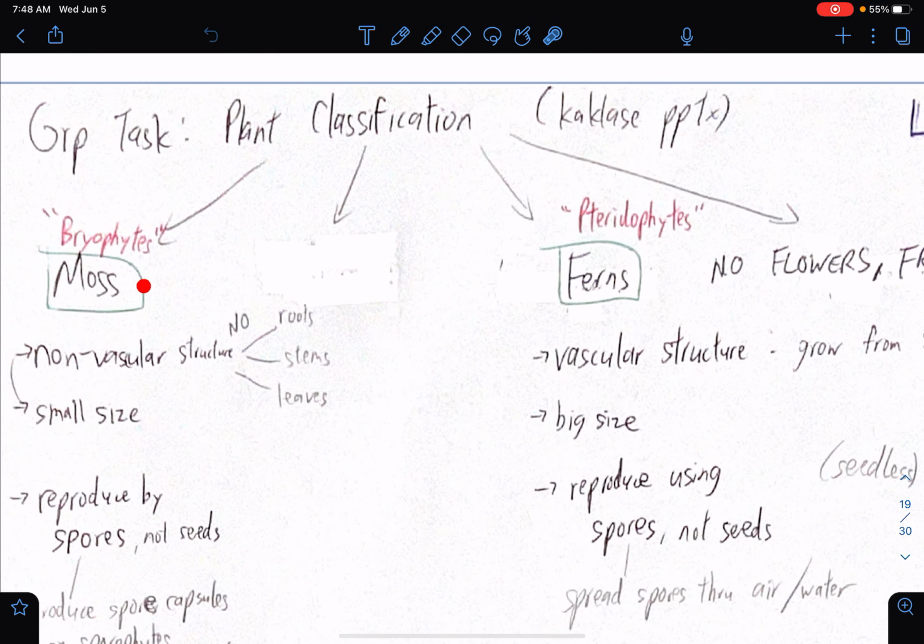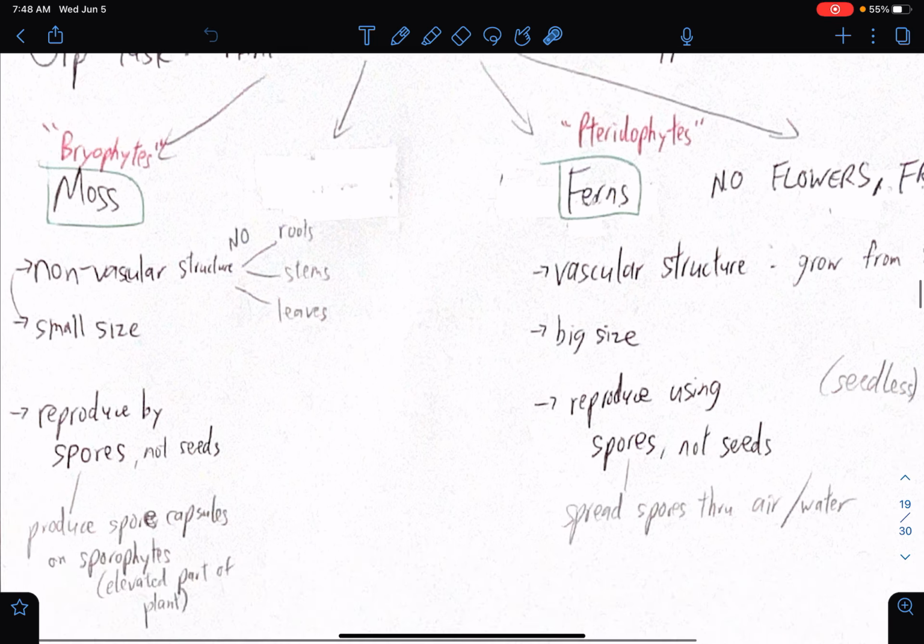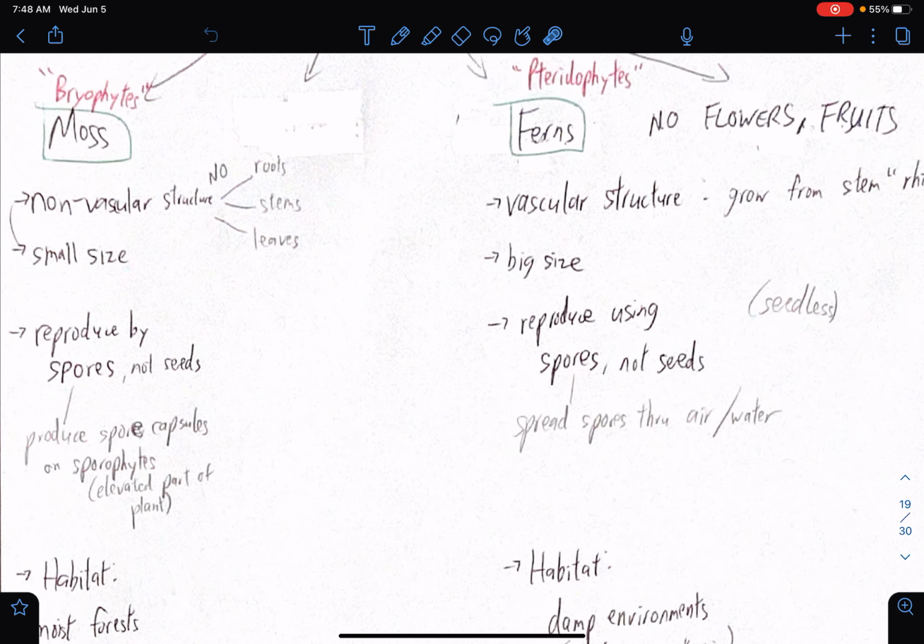First, we have moss, or more formally named bryophytes. They have a non-vascular structure. That means that they don't have any roots, stems, or leaves. And that explains why they are small in size. They reproduce by spores, not seeds. Again, moss: non-vascular and seedless.